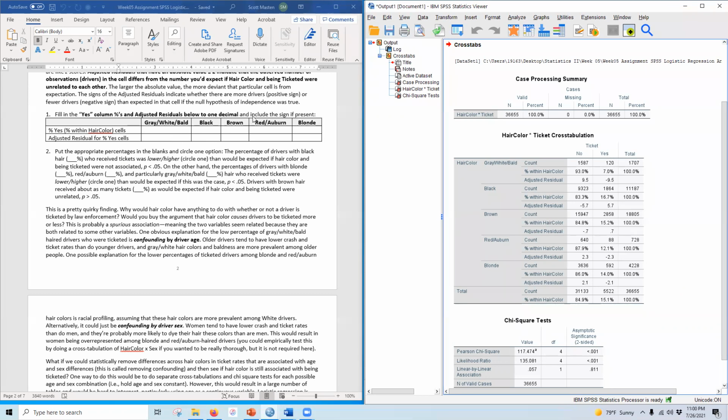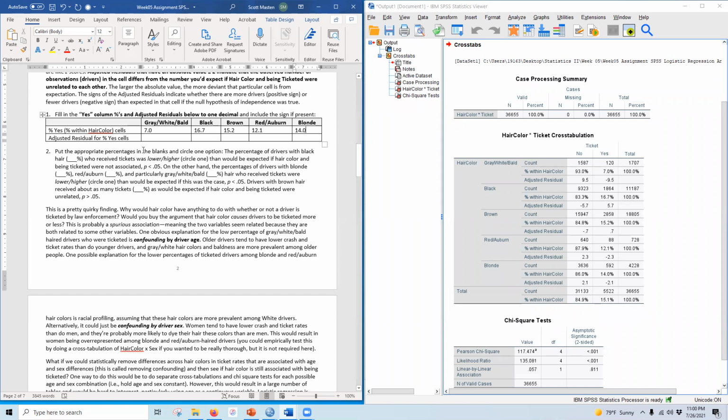To 1 decimal, include the sign if present for the adjusted residual. So for gray, white, bald, what percent got a ticket? That's 7.0%. For black hair drivers, that's 16.7%. For brown, it's 15.2. For red and auburn, 12.1% of them got a ticket. And for blonde, it was a straight 14.0.